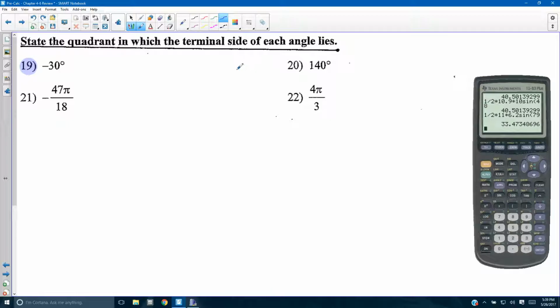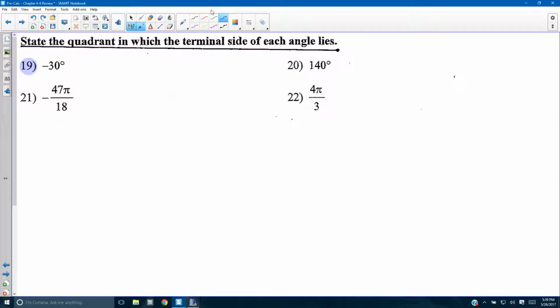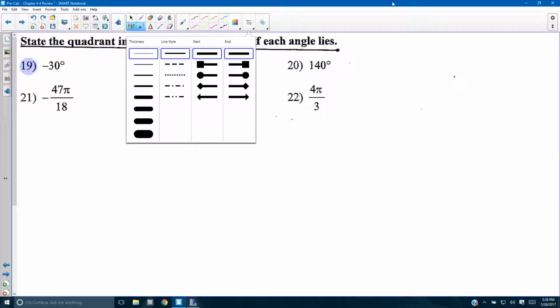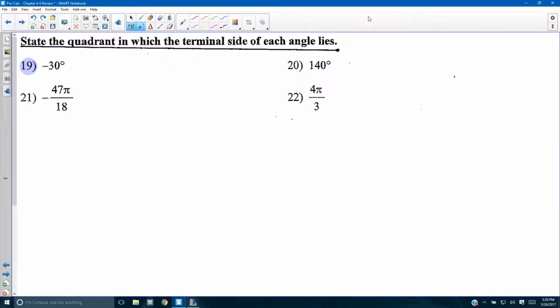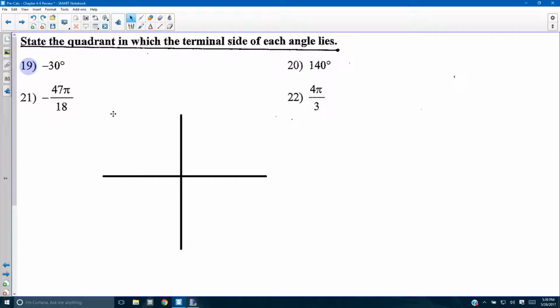State the quadrant in which the terminal side of each angle lies. No calculator for me. Let's take it away. Negative 30 degrees. Now look, I'm just going to answer the question. All we're answering is what quadrant it's in. Okay, so I'll draw this a couple times. In fact, I'll group and copy and paste each time.